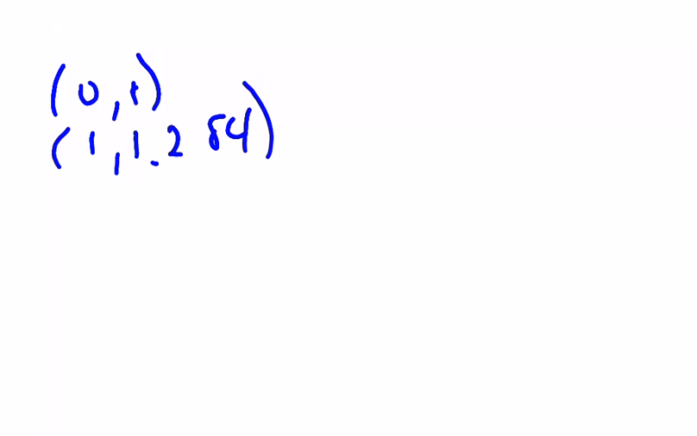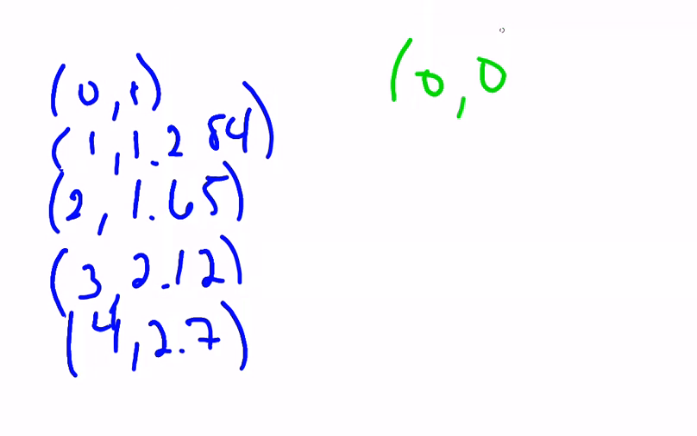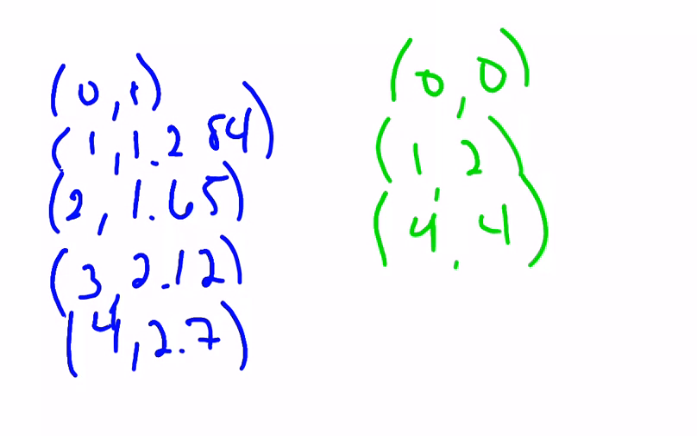So for the first one, we would have the points 0, 1, 1, 1.284, 2, 1.65, 3, 2.12, 4, 2.7. For the second function, we would have the points 0, 0, 1, 2, 4, 4, and 9, 6.